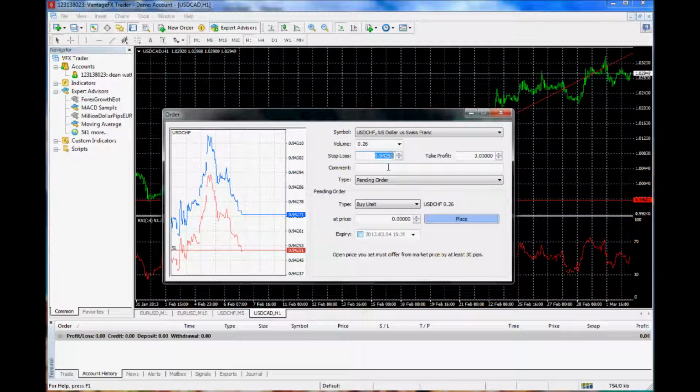So just to remember, the fifth digit is called a pipette, and that's 1/10 of a pip. So we would have to go 250 pips below that, and as we're looking here, it'll be 9175.